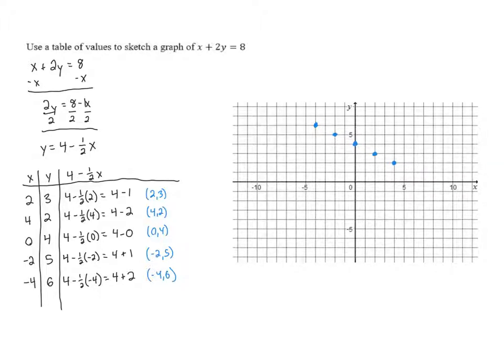Now all of our points look like they're on the same line, which is reassuring. So we're going to draw a straight line connecting those points. We're going to label that line x plus 2y equals 8. And there we go.